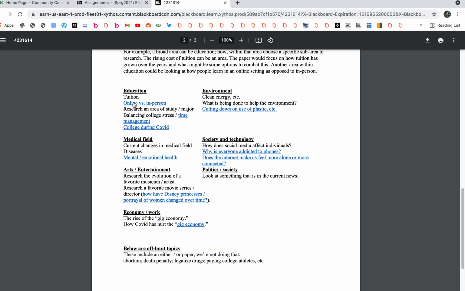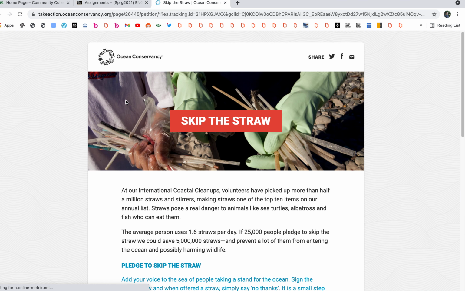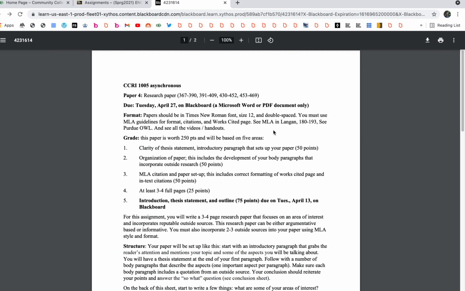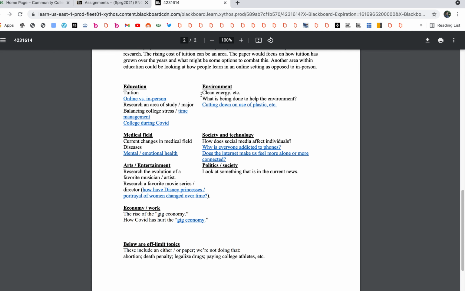So education, environment, clean energy, etc. If you're into the environment, what are some new things being done now? What's being done to help the environment? Here's an article about cutting down the use of plastic. Skip the straw, right? So you would research some areas within the environment. Is there something with Rhode Island in the environment that they're doing? That might even make it a little more interesting if you're into the environment.